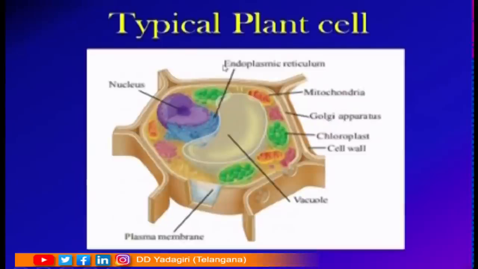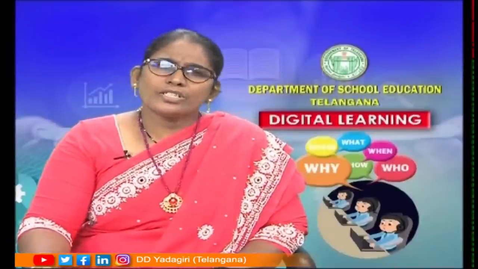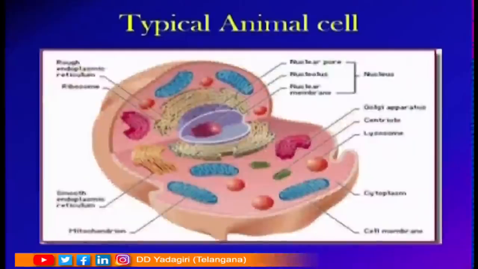Now let us study a typical animal cell. Can you see any difference from the plant cell here? Yes, here we don't find any rough structure, that is, the cell wall. Here we don't have any cell wall.